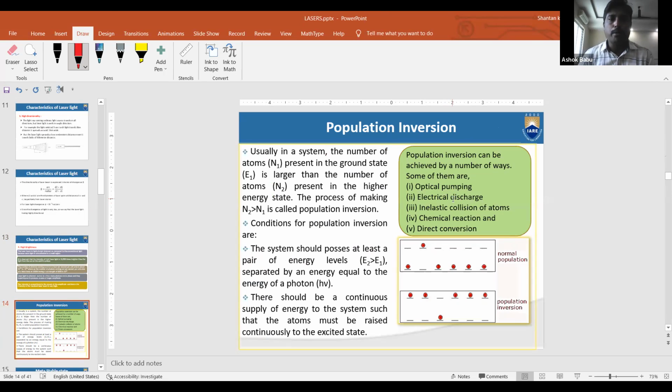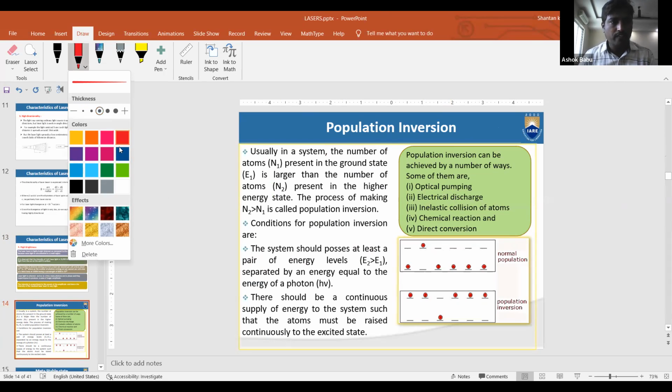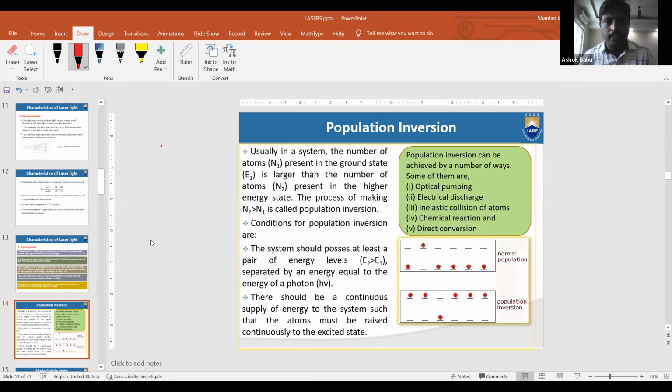The first one is population. Population is nothing but the number of atoms in a particular energy state. How can we define our country's population? The people living in the country are called the population. Like that, the number of atoms in a particular energy state is called a population.